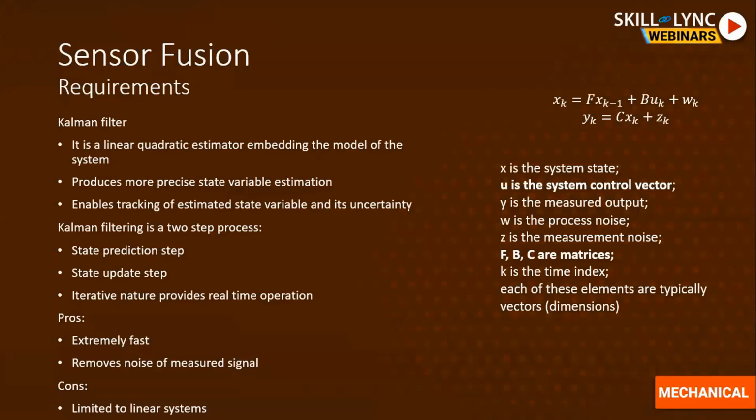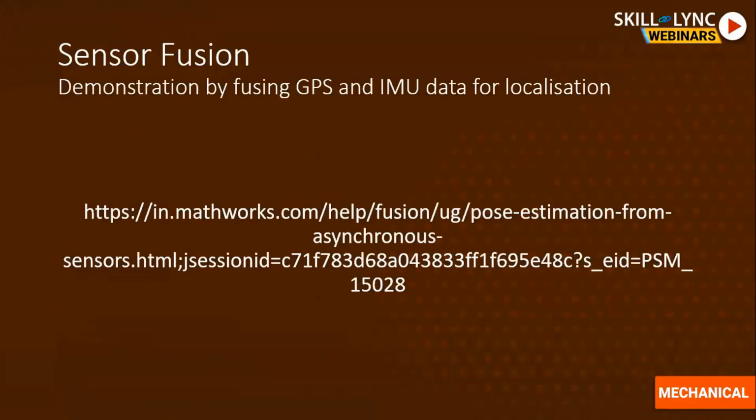The pros of Kalman filter are that it's extremely fast, and it removes the measurement noise in the measured signal, because, as I mentioned, there's a correlation between the estimated state of the system and the measured state of the system. Then you have the cons, which is that it is only applicable for linear systems. The filters that can be used for nonlinear systems, as I mentioned before, are extended Kalman filters and particle filters.